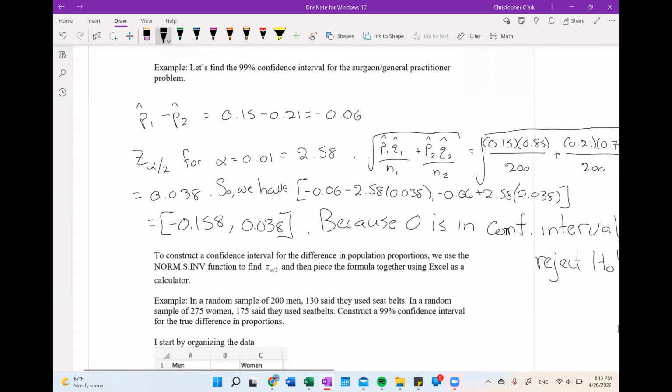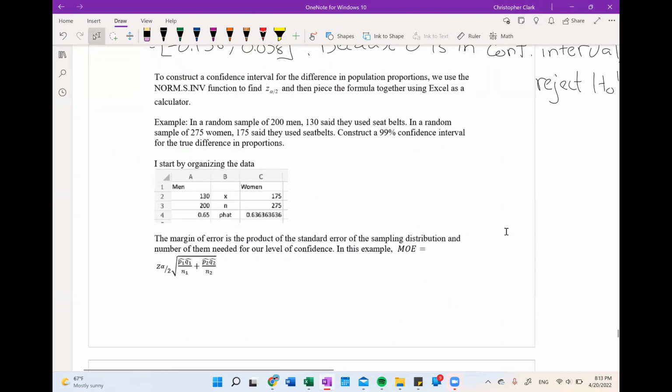Let's do one in Excel real quick. So we're going to have a random sample of 200 men, 130 of which said they use seatbelts. We've got 275 women, 175 of which said they use seatbelts. We want to construct a 99% confidence interval of the true difference in proportions.